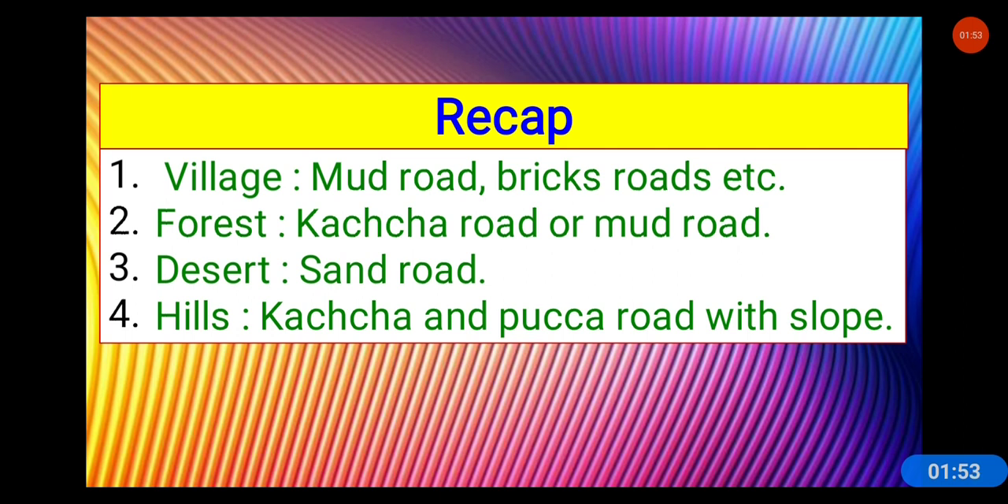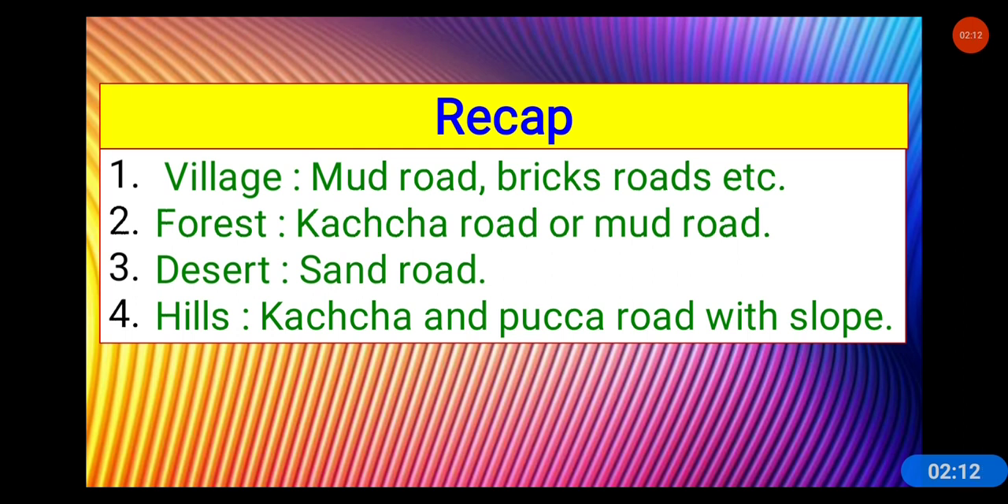And thirdly, desert. Desert is a place where the sands are found, and in sand there are no proper roads. So for such a place we cannot take any vehicle, so we use camel as transportation, right?